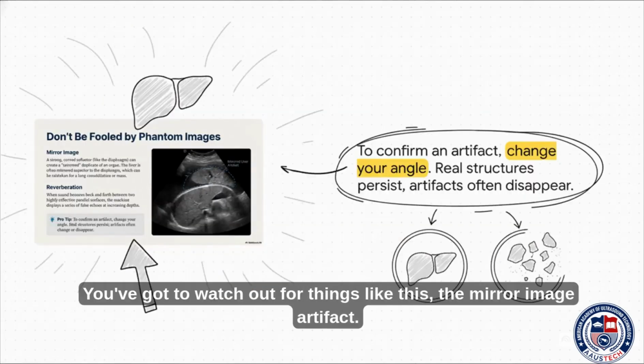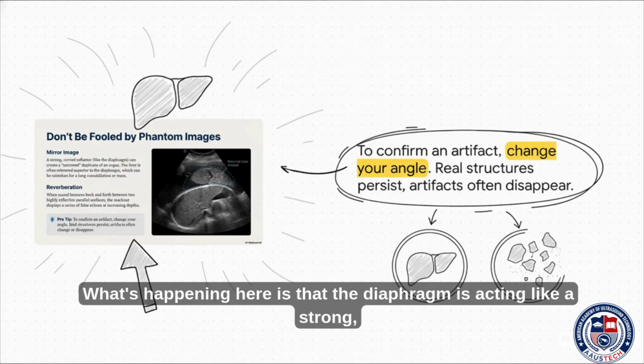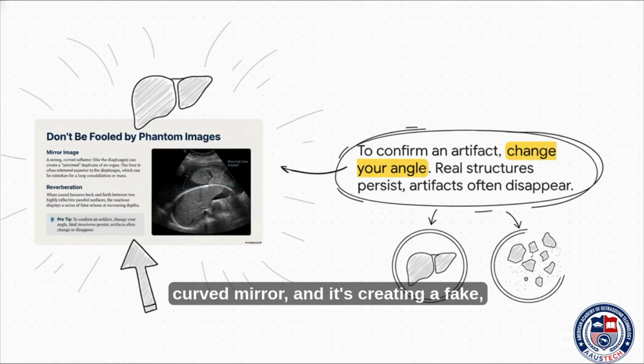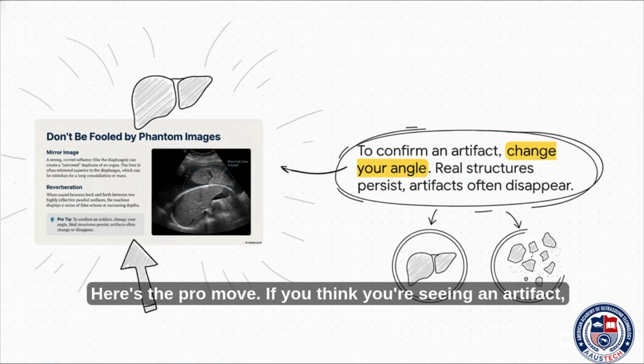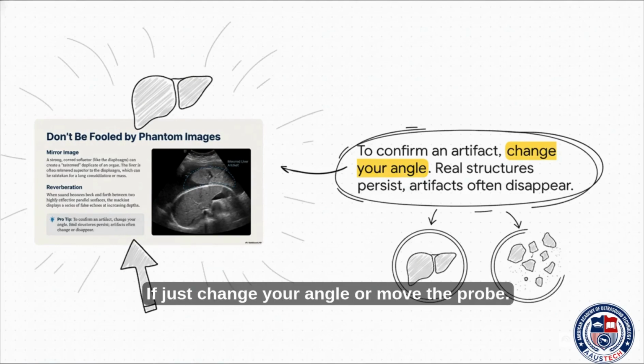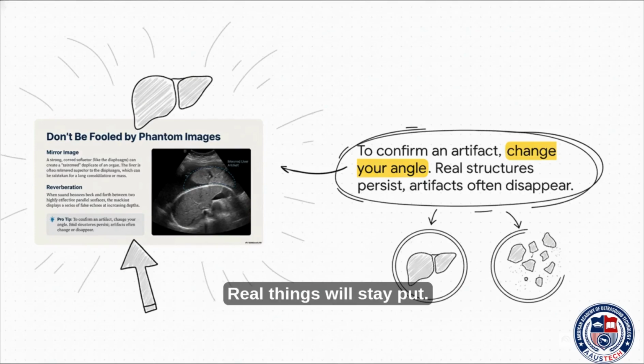Now for the pitfalls. You've got to watch out for things like this, the mirror image artifact. What's happening here is that the diaphragm is acting like a strong, curved mirror, and it's creating a fake, mirrored image of the liver up in the lung space. It's easy to mistake that for a tumor or pneumonia. Here's the pro move. If you think you're seeing an artifact, just change your angle or move the probe. Real things will stay put. Artifacts will often change or just vanish.